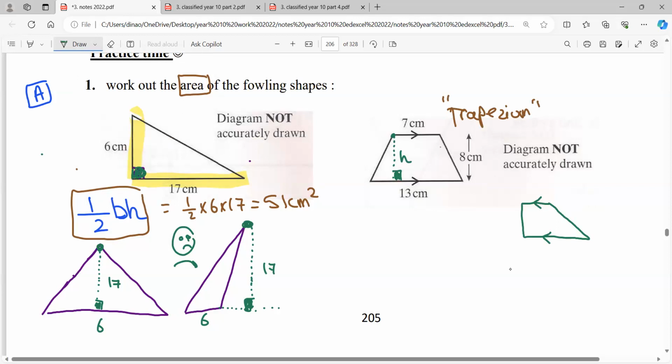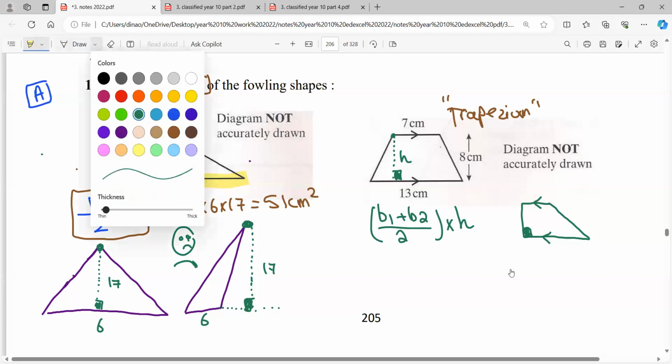As long as I have two parallel sides and the height is given between them, and of course a four-sided shape, I can calculate the area of the trapezium using this rule over here, the average of the bases multiplied by the height. Base 1 plus base 2 over 2 multiplied by the height, and let's do the calculation.